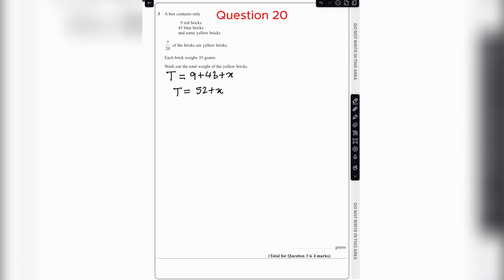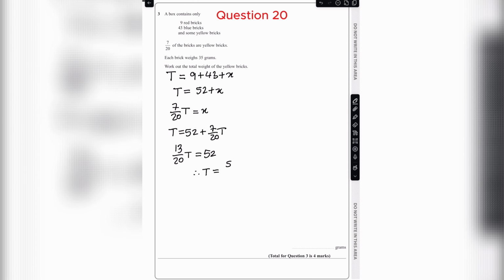And given as 7/20ths of the bricks are yellow bricks, we can simply state that 7 over 20 times T equals X. And so I can substitute this equation for X into the equation for T. So T equals 52 plus 7 over 20 multiplied by T. And if I subtract 7 over 20T from both sides, I have 13 over 20T, and that equals 52. Therefore, T simply equals 52 divided by 13 over 20, and that equals 80. So this means that there are a total of 80 bricks in the box.